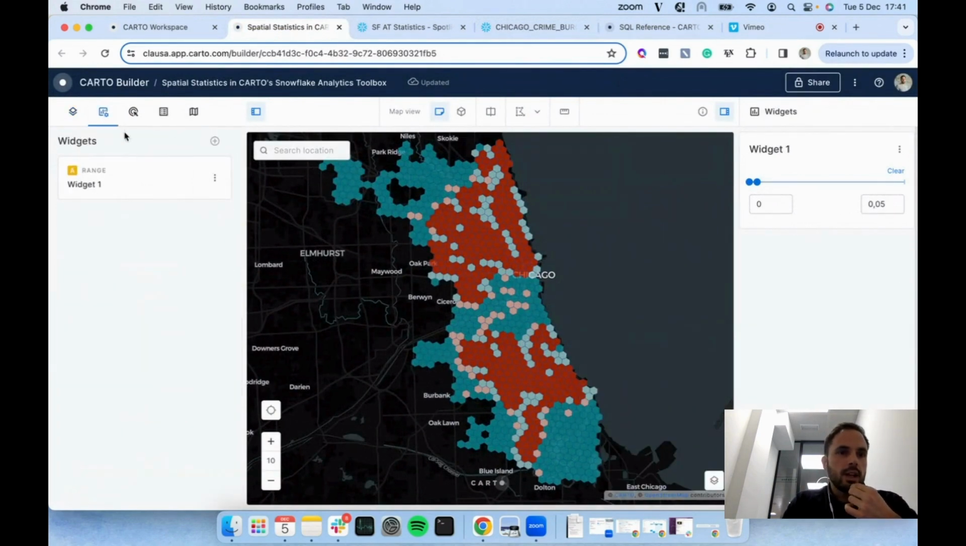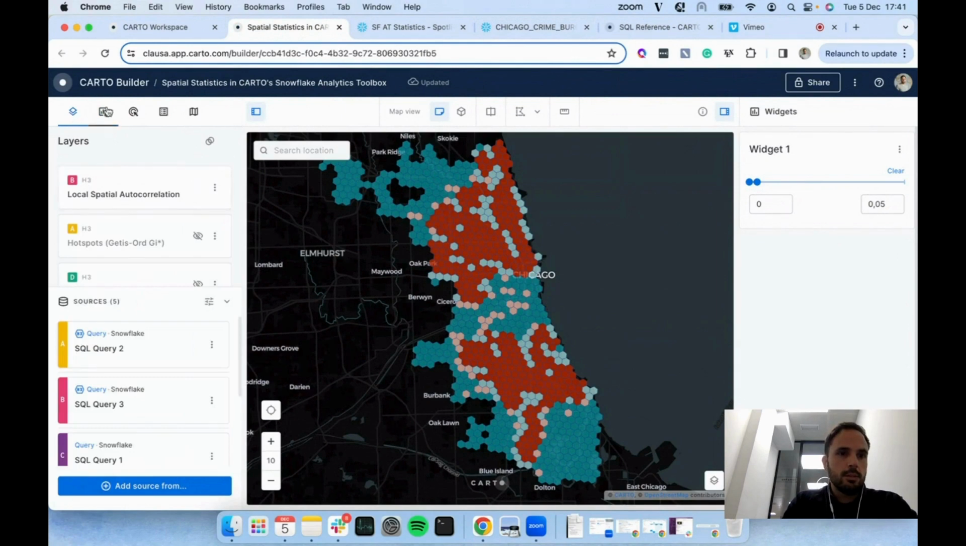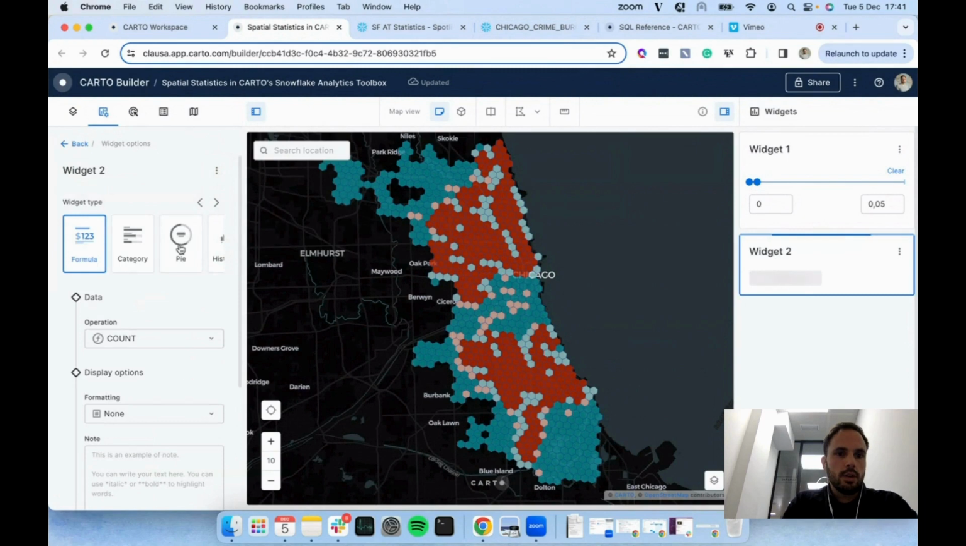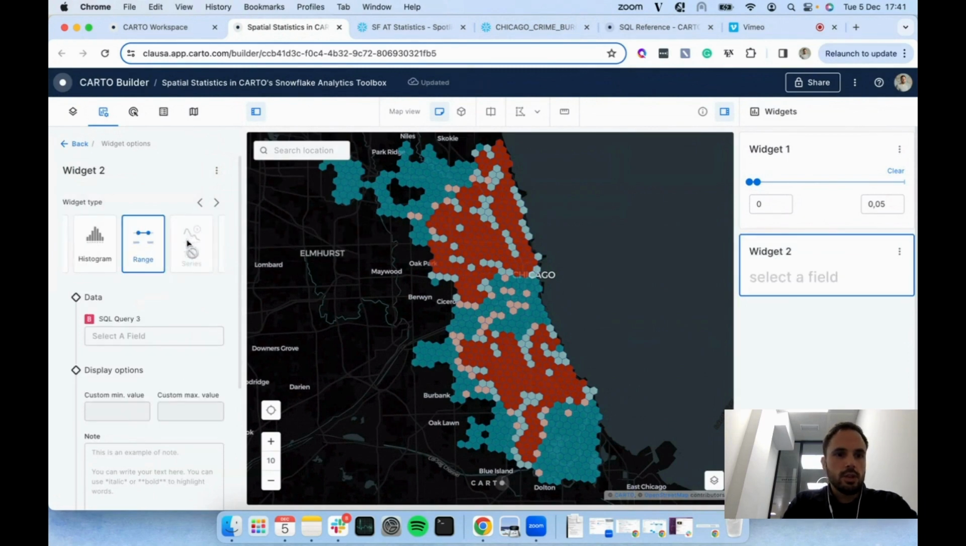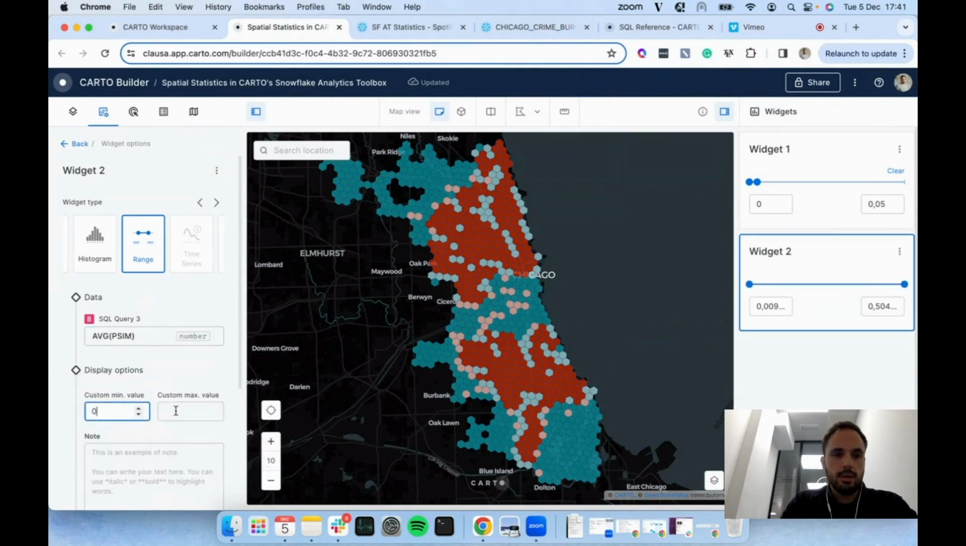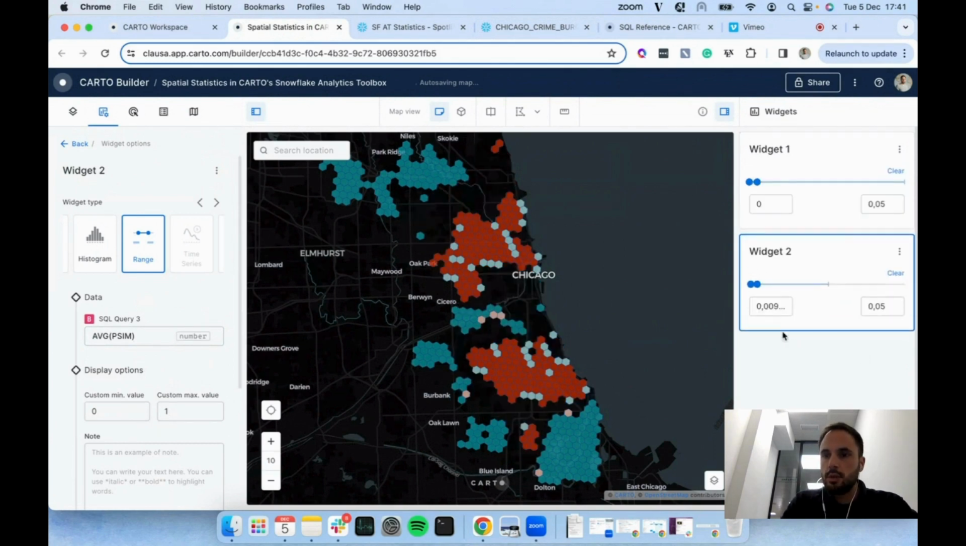So in this case, we can add another widget for layer B. And let's just also use a range for the simulated p-value. Let's aggregate it using average. And again, since a p-value goes from 0 to 1. And then if we decide to filter as before, let's consider only those with a p-value smaller than 0.05. In this case, let's just write 0. And this is what we have.